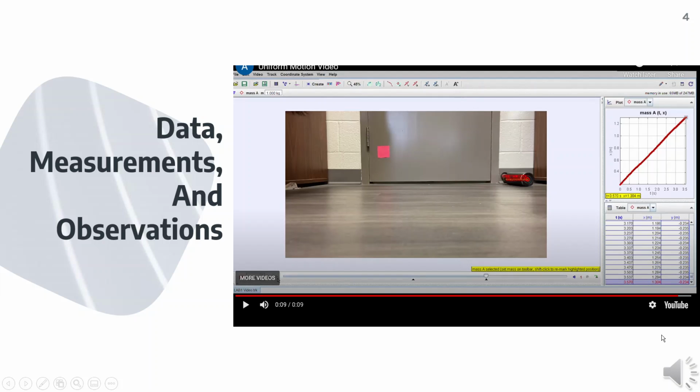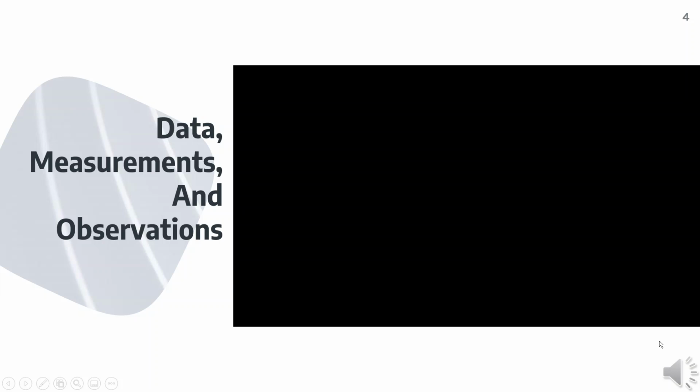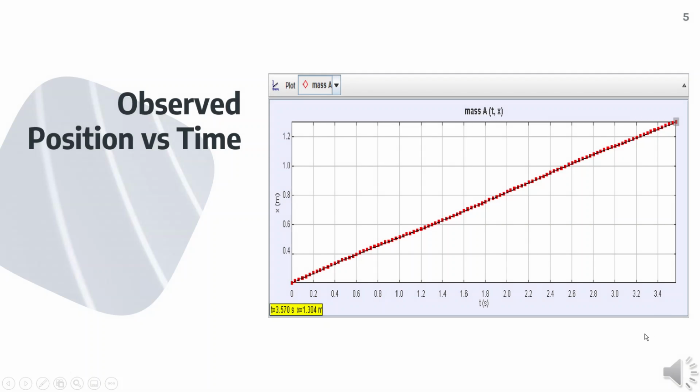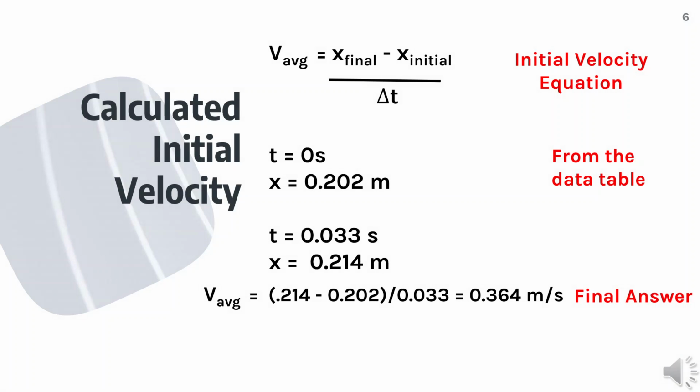When we plot the position versus time, here is the graph. Here we see a relatively straight line of the data extracted by tracker. In order to predict the motion of this object, I need to calculate the initial velocity. I started with this equation for initial velocity. My inputs came straight from the tracker program. For initial velocity, I used the first 2 points in order to pop out my answer of 0.364 meters per second.